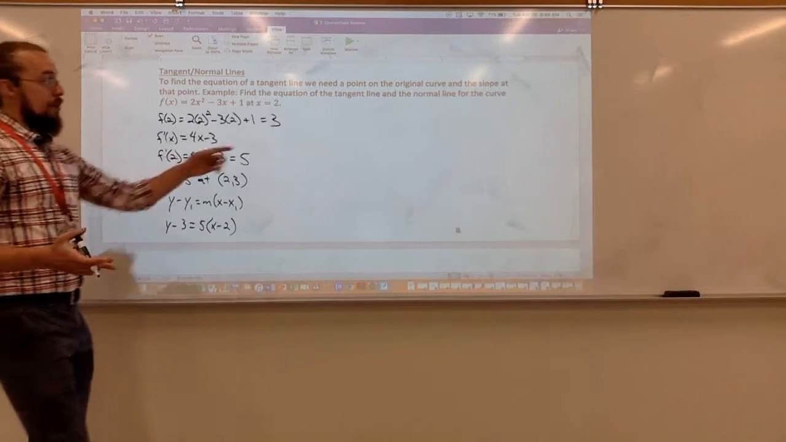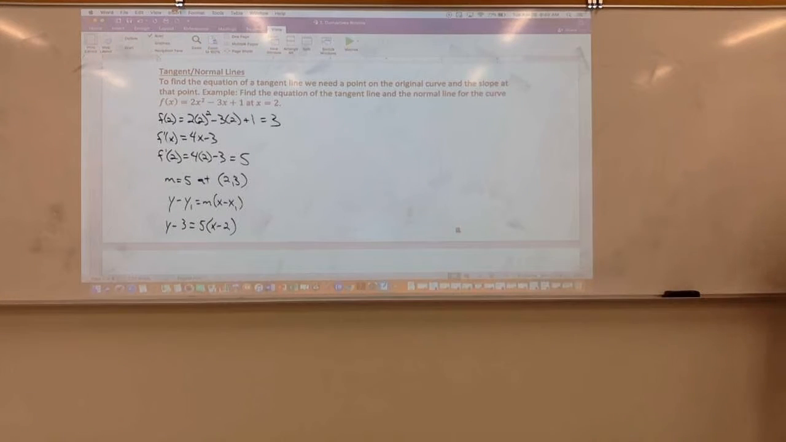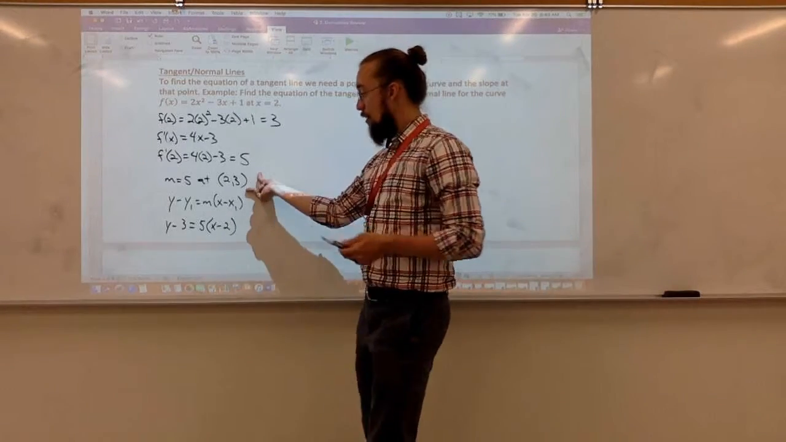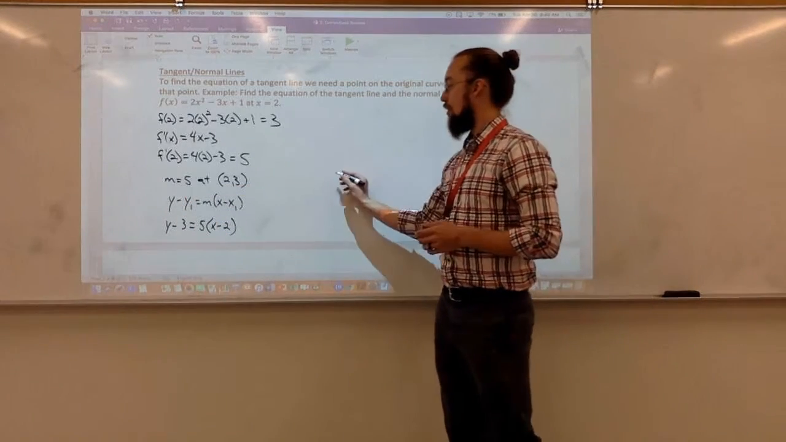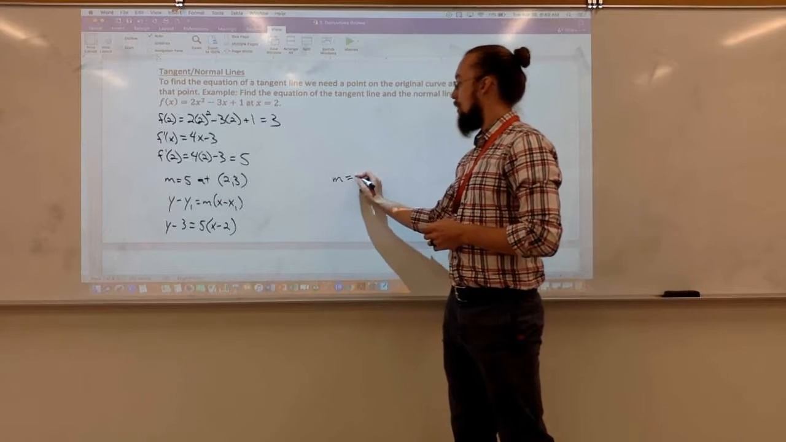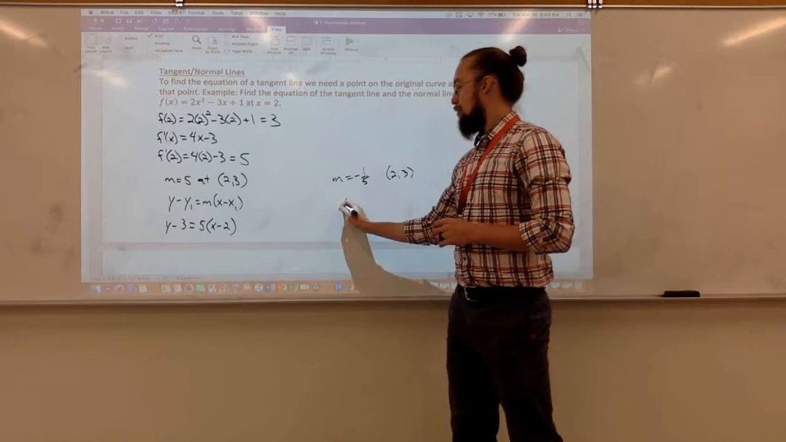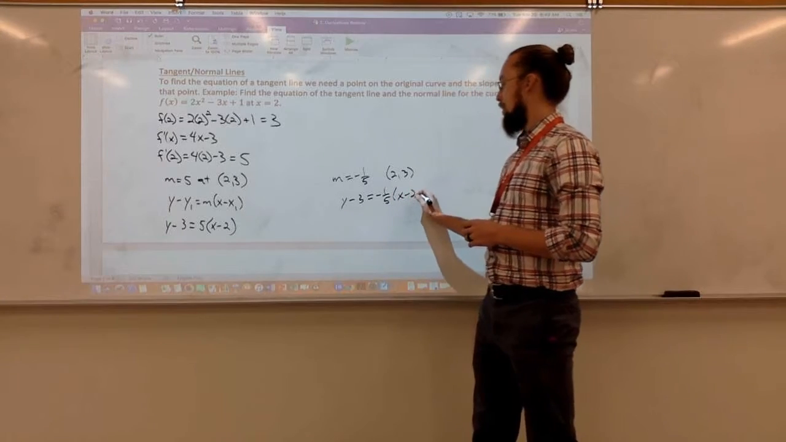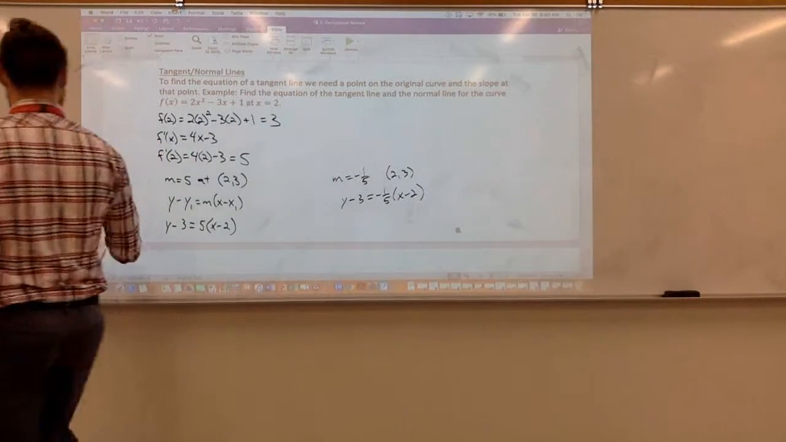Now, it also asks us to write the equation of the normal line. What's that? Right. It's perpendicular. So all I'm going to do is take this information, but use the opposite reciprocal slope. So the point stays the same, and I'm still using the point 2, 3, but now my slope is negative 1 over 5. So the equation of the normal line would be y minus 3 equals negative 1/5 times x minus 2. And I guess I should label which one's which.